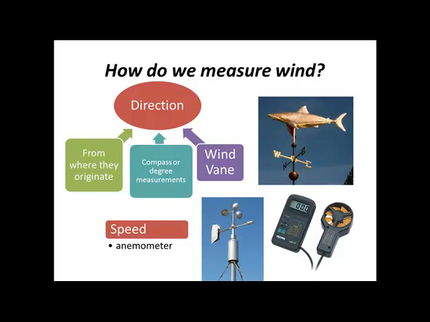You can see on the right hand side is one that's a more electronic, handheld. Again, it looks like a pinwheel, and as it spins faster or slower, it'll give you a wind speed. It's basically like your RPMs in your car.